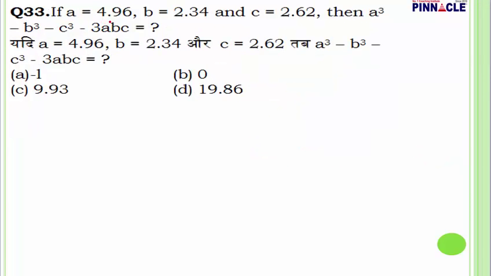If A is equal to 4.96, B is equal to 2.34 and C is equal to 2.62, then A cube minus B cube minus C cube minus 3ABC is equal to how much?